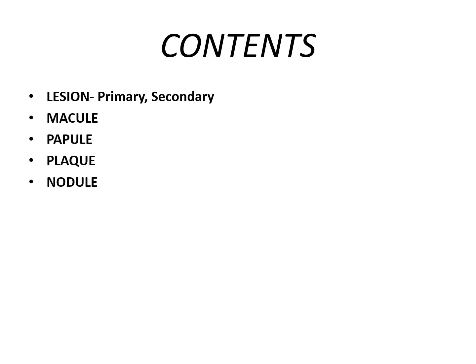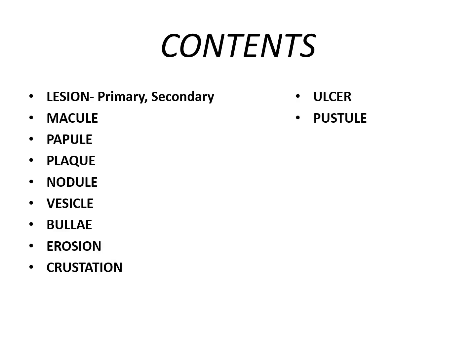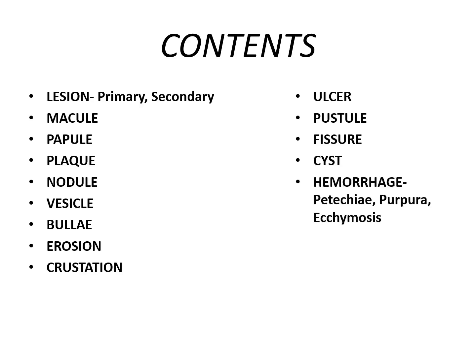Contents: the following presentation will include these terminologies: lesion, which is primary as well as secondary; macule, papule, plaque, nodule, vesicle, bulla, erosion, crust, ulcer, pustule, fissure, cyst, hemorrhage, which is again classified as petechiae, purpura and ecchymosis, verrucous and papillomatous.